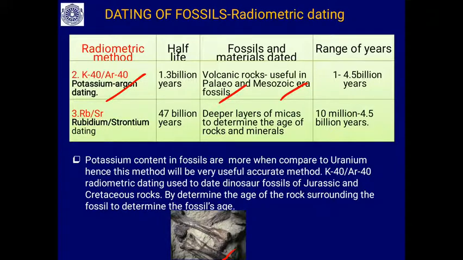Similarly, the rubidium-strontium method. Rubidium converts into strontium, and the half-life is about 47 billion years. You will find it in the deeper layers, the mica layer, so we cannot expect any fossil at that depth. In that case, we can only determine the age of the rock by this method, the rubidium-strontium method.